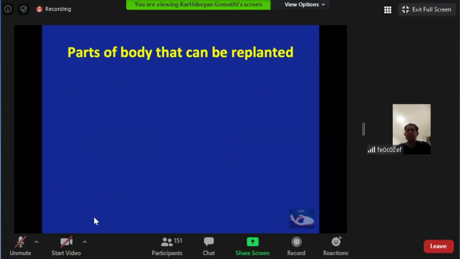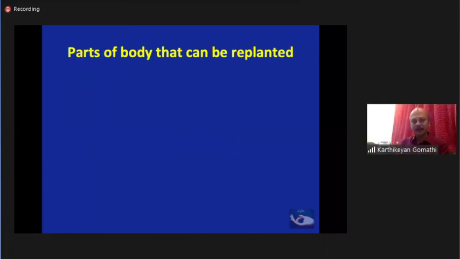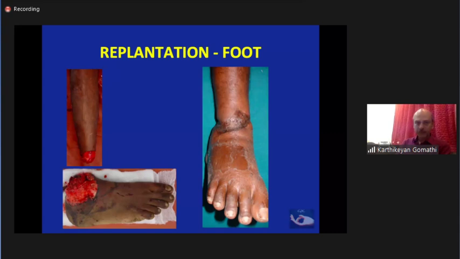So what are the parts of the body that can be replanted? It is only up to the imagination. Any part of the body that has a good artery and a good vein can be replanted. The foot can be replanted. This was done by my colleague and dear friend Dr. Jagan Mohan. And this is a replantation of the foot.